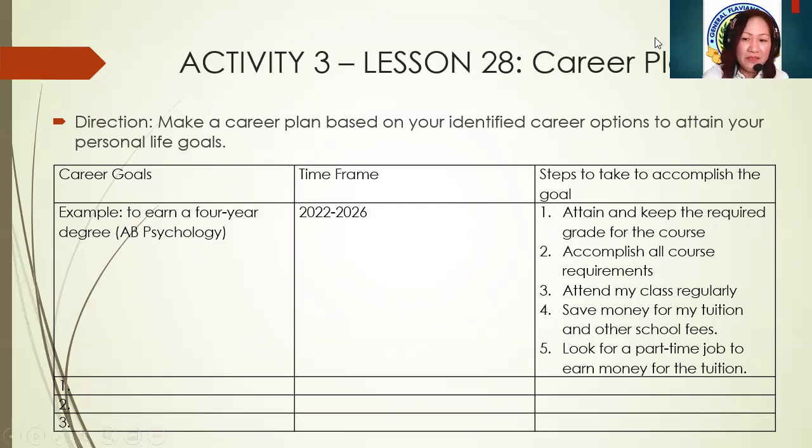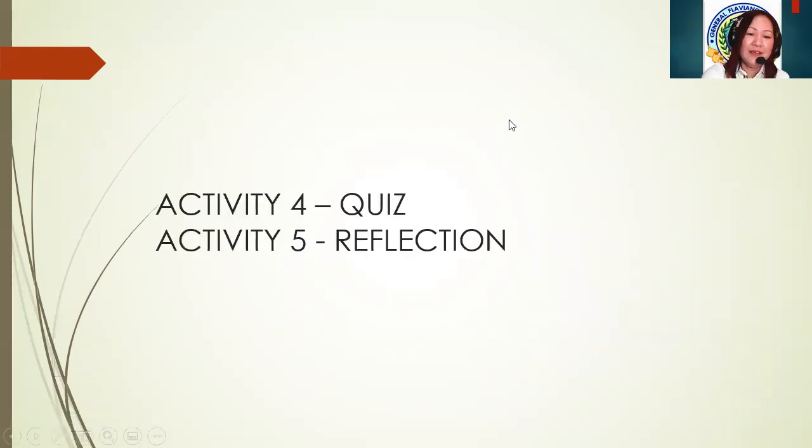Okay? And of course, for activity number 4, you are tasked to answer the 5-item quiz. And for activity number 5, you are tasked to write your reflection regarding the topics. It's all about career planning.